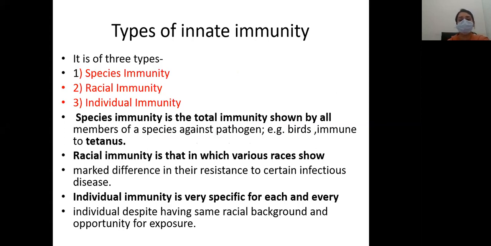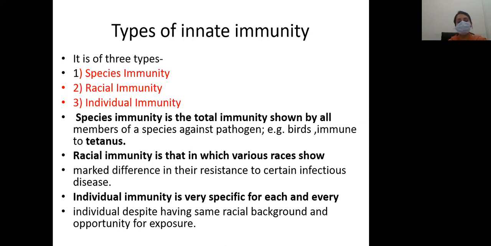So further, what are the types of innate immunity? Innate immunity is of three types. Number one is species immunity, then racial immunity, and individual immunity. Species immunity is the total immunity shown by all members of a species against pathogens. For example, birds have immunity to tetanus.